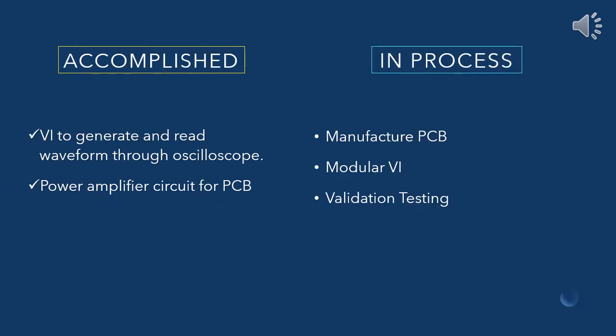The objectives that have been accomplished are the VI to generate and read the waveform through the oscilloscope, and also the general power amplifier circuit for PCB. In process: yet to manufacture the PCB, redesigning the VI to be modular in order to easily run such programs in TestStand, and validation testing for the VI waveform generator and PCB board.